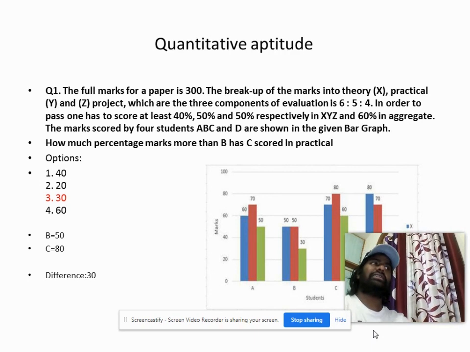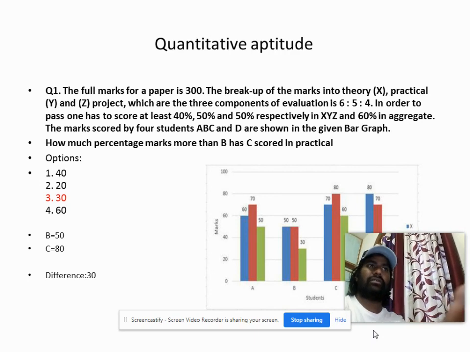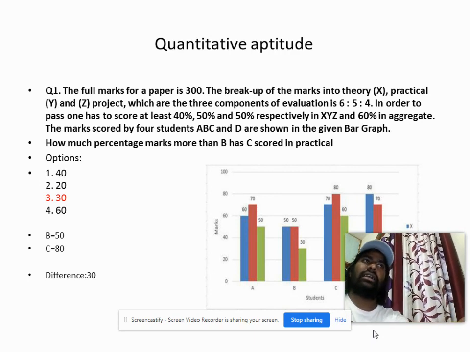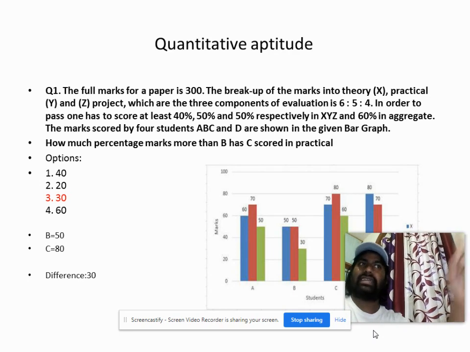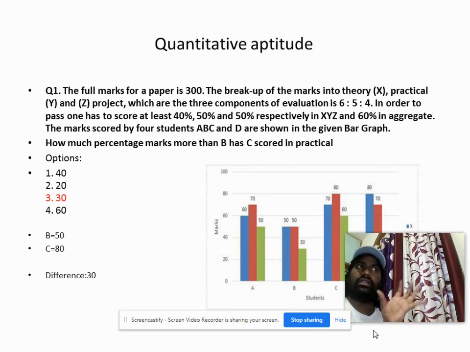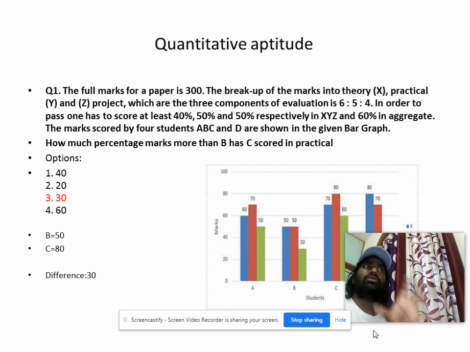The thing is, how is it 30? As the graph shows, B is 50 and C is 80 in terms of practical. Y is the practical one, no? So the difference between these two will be 30. Got the answer, no? Kindly always read between the lines. If you are finding it hard, kindly revise it once again so that you won't get lost in the question itself.